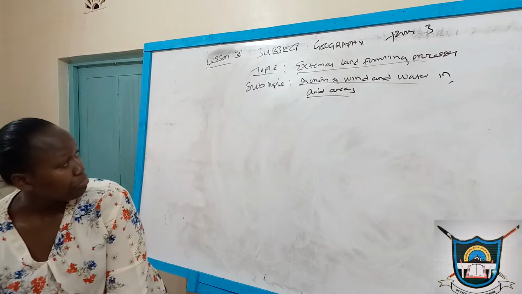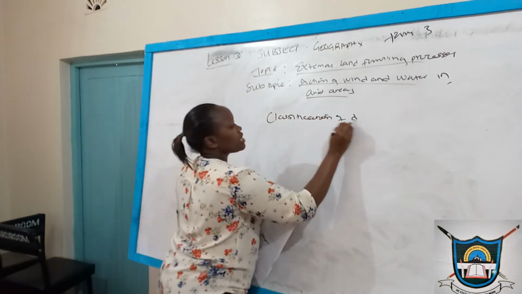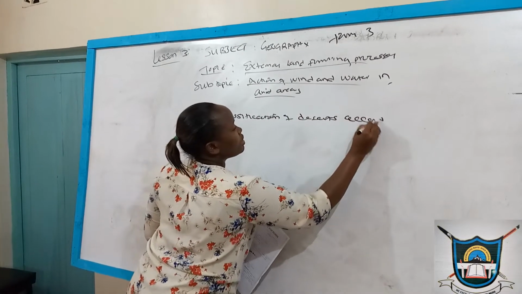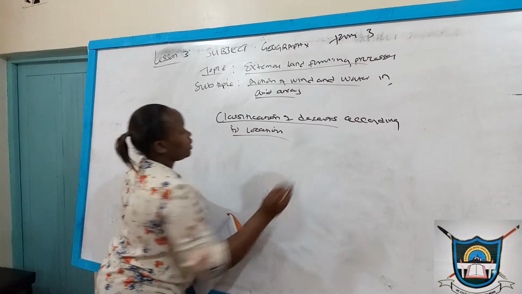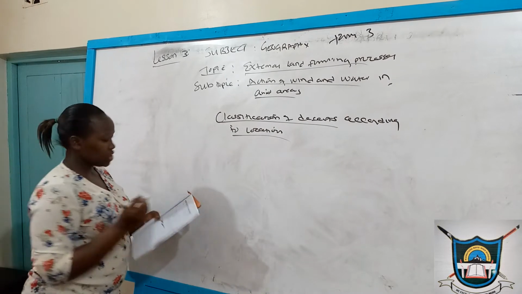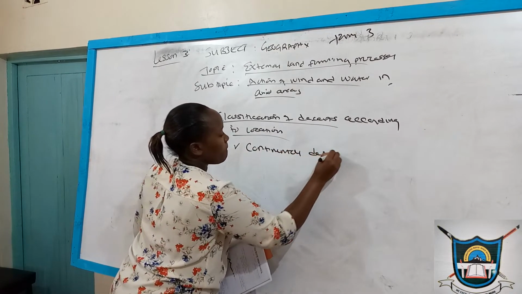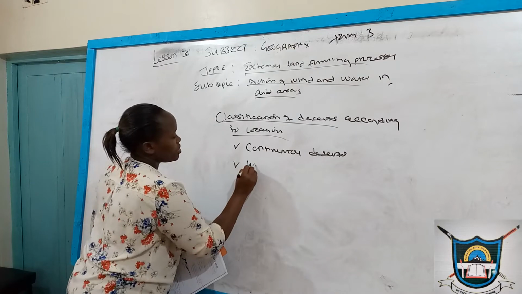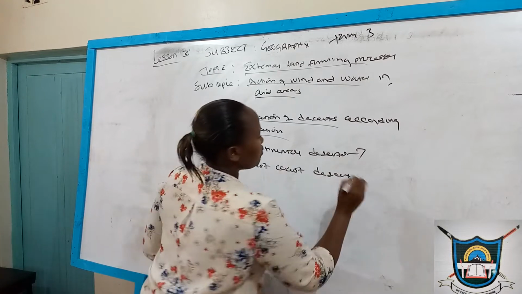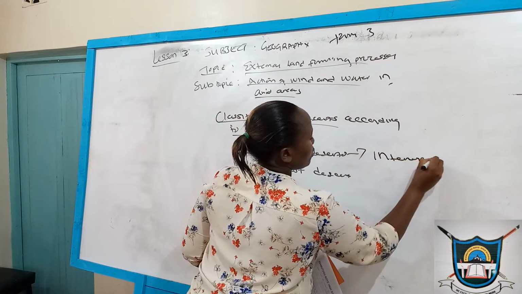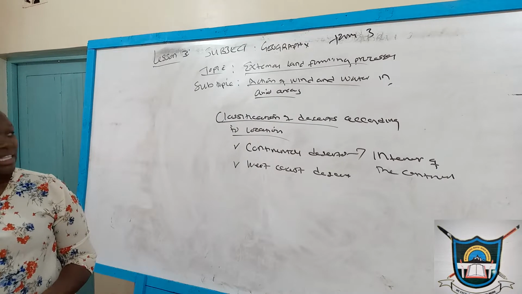Now we have classification of deserts according to location. Number 1, we have the continental deserts. And number 2, we have the west coasts. These ones we say they are found at the interior of the continents.